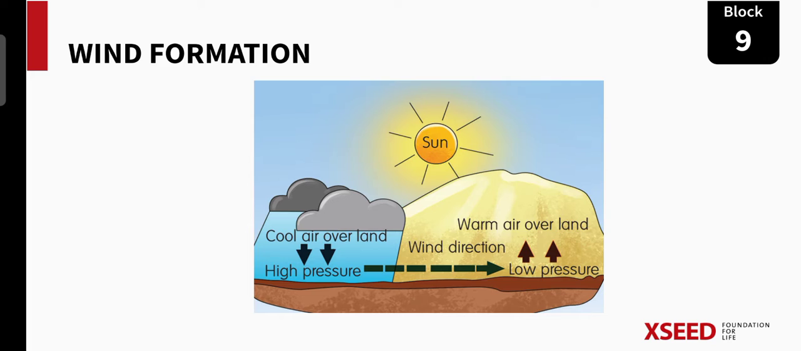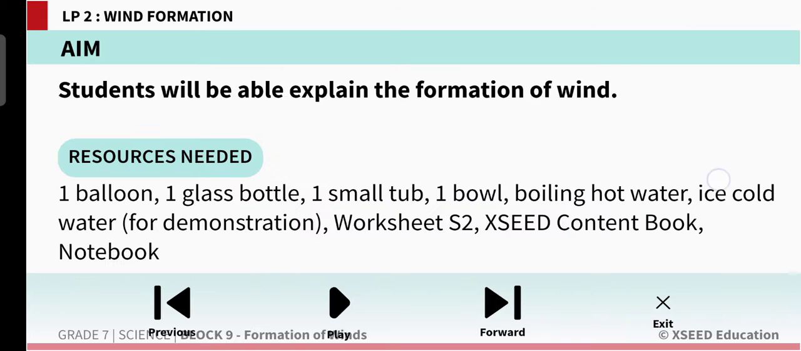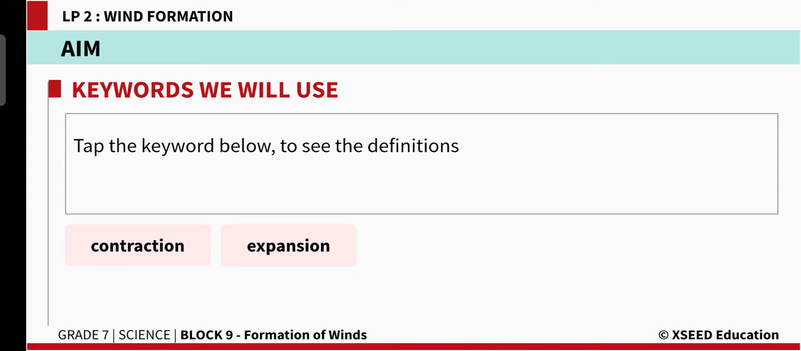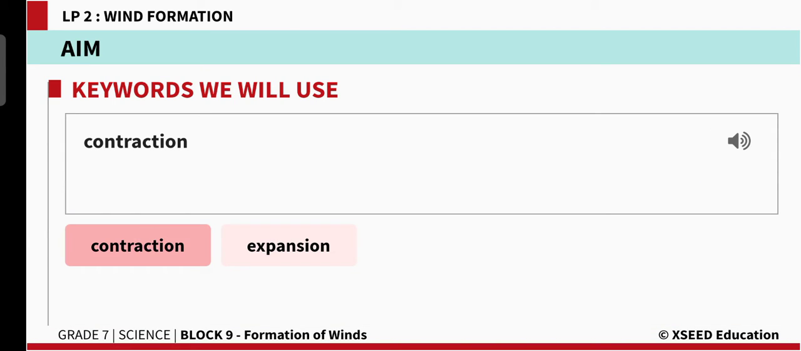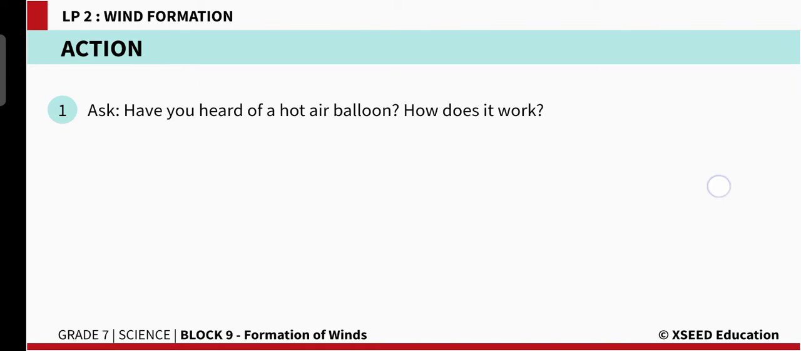Today we are going to start with block 9, lesson number 2, that is wind formation. Students, in this lesson you will be able to explain the formation of wind. Resources needed are one balloon, one glass bottle, one small tub, one bowl, boiling hot water, ice cold water, worksheet, content book and notebook. Keywords we will use in this chapter are contraction and expansion.